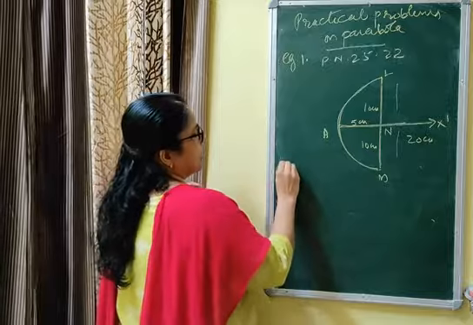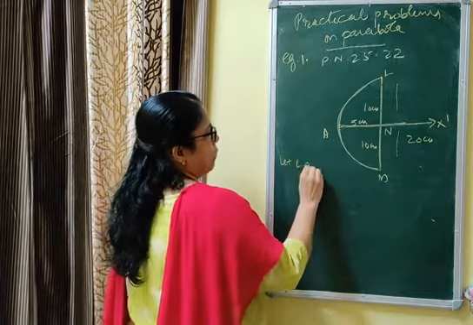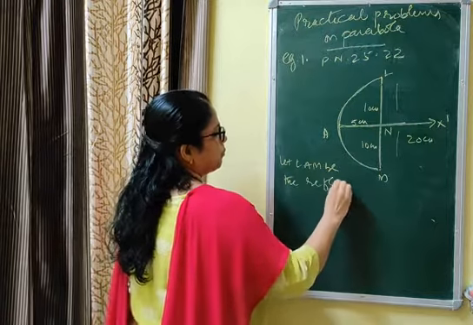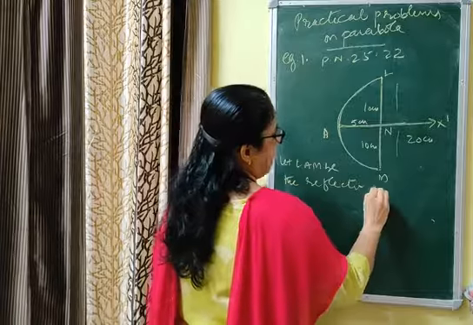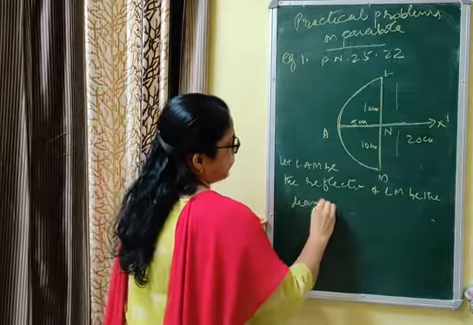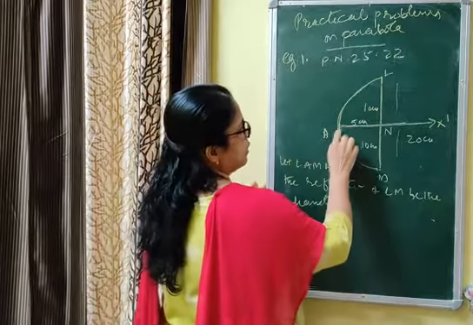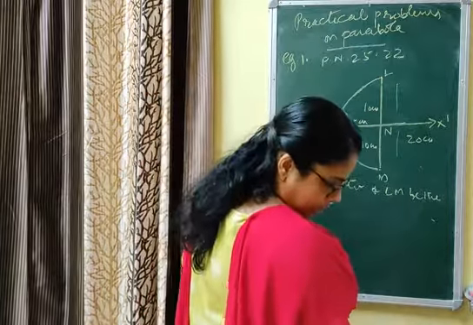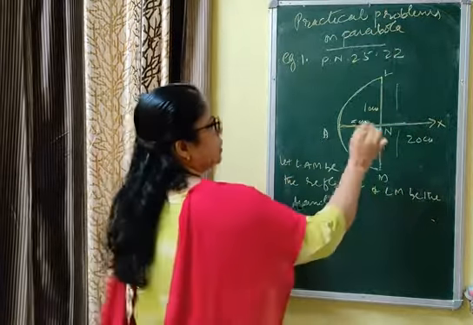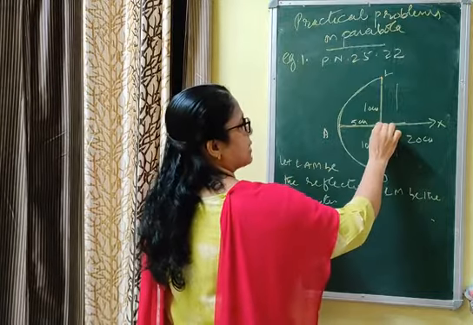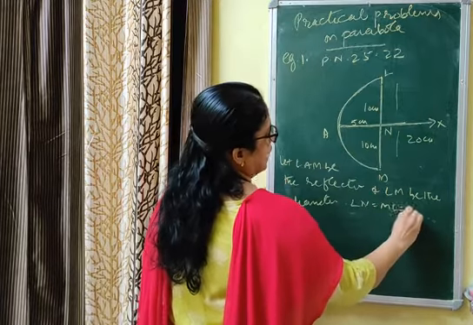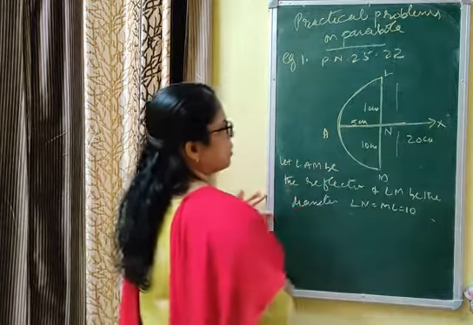You can write, let LAM be the parabolic reflector, and LM be the diameter. Now, considering AX as the axis of the parabola, since the axis is symmetrical, LN is equal to MN is equal to 10 centimeter, since LM is 20 centimeter.